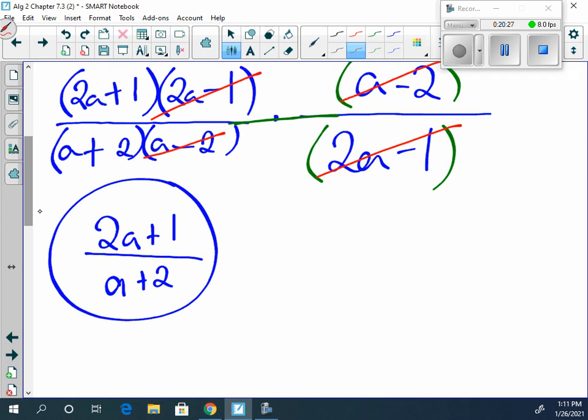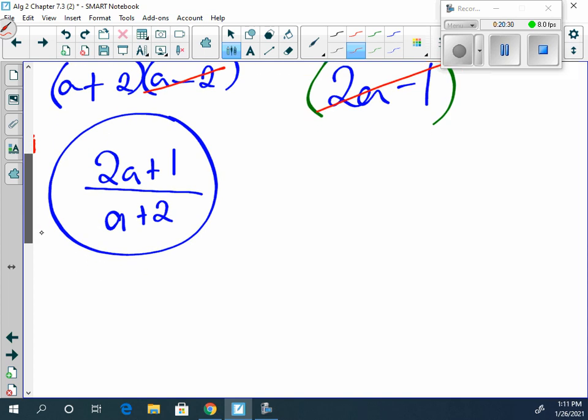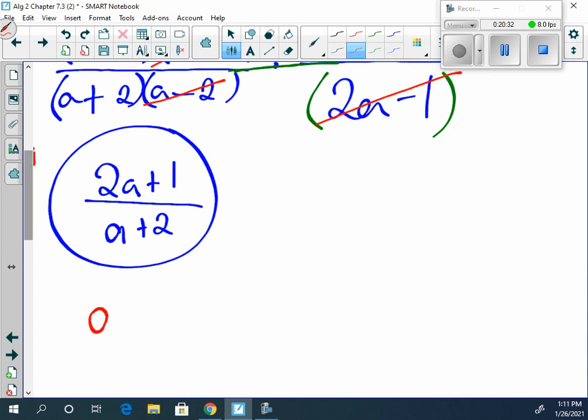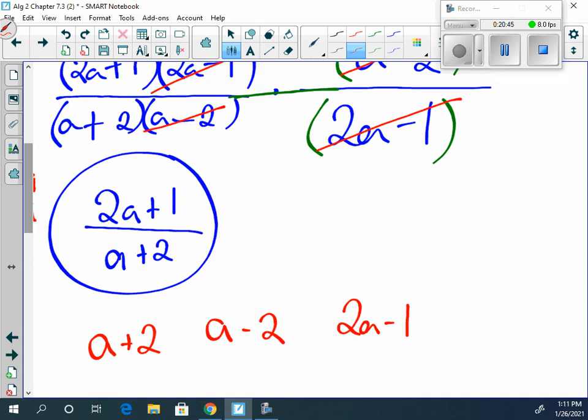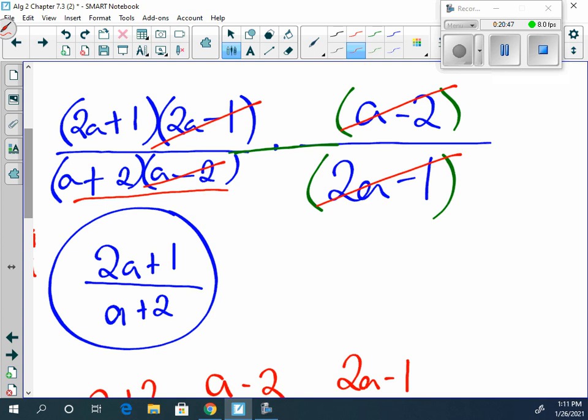So that's all we would have left. Now, again, we have to look at the denominators. Well, one of them would be a plus 2. One of them is going to be a minus 2. And the last one's going to be 2a minus 1. Because those are our three that came out of the denominator.